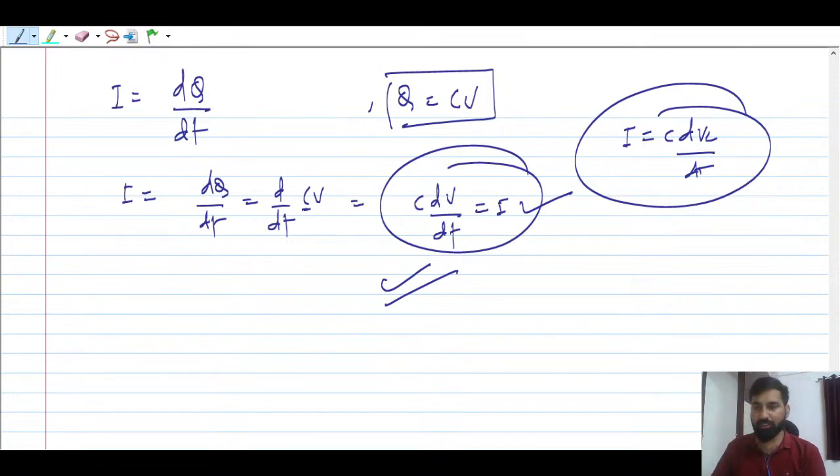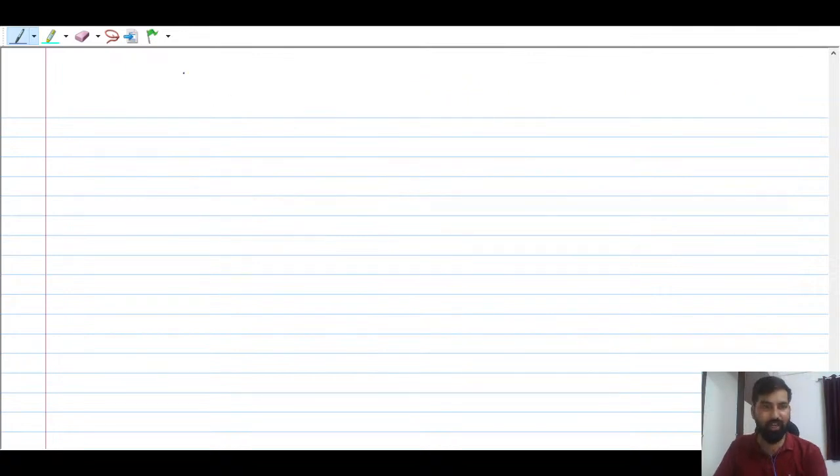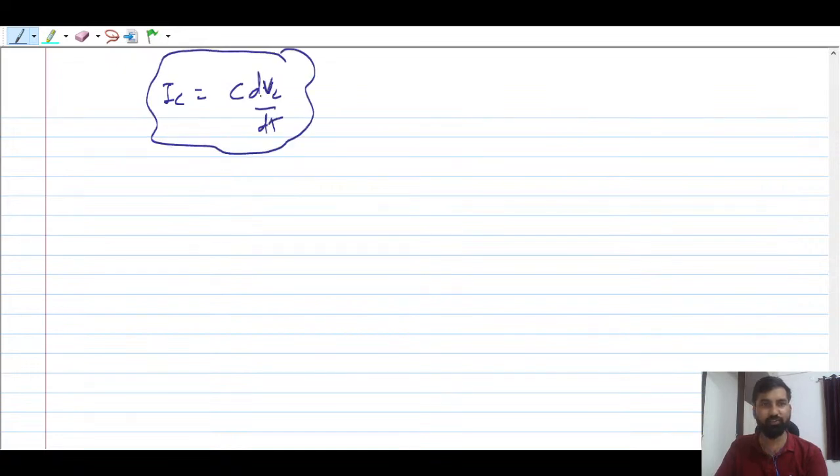So let me define this. Here we have I equal to IC equal to C dVc by dt, right? This voltage should be a time-varying voltage, it should not be constant, otherwise the current will be zero. Suppose your voltage is increasing at a rate of 1 volt per second. Suppose dV by dt is given as 1 volt per second, that is the rate, and your C is given as 1 microfarad.